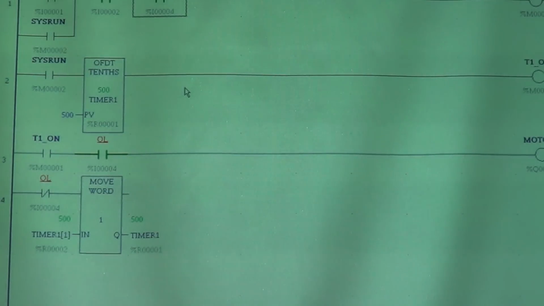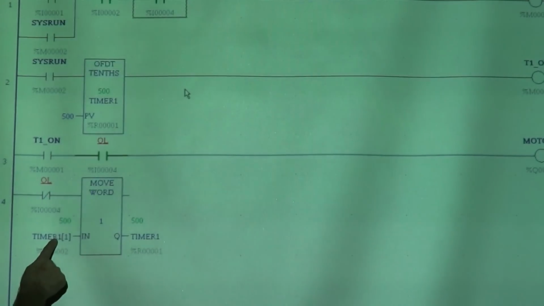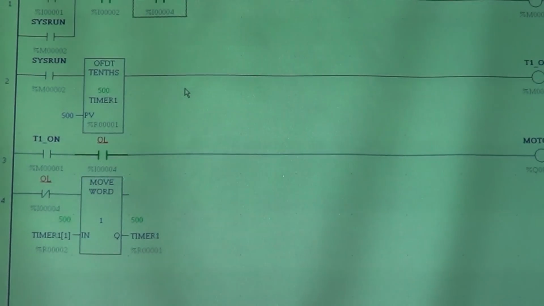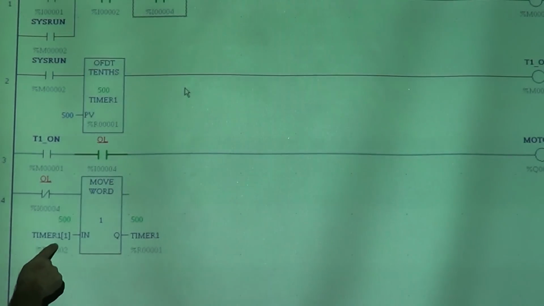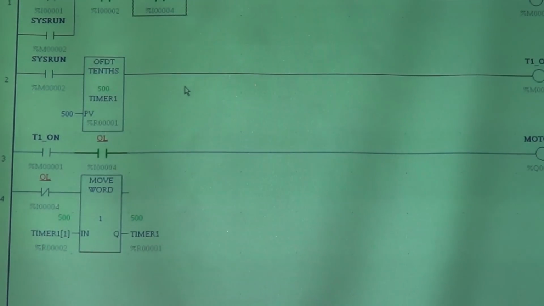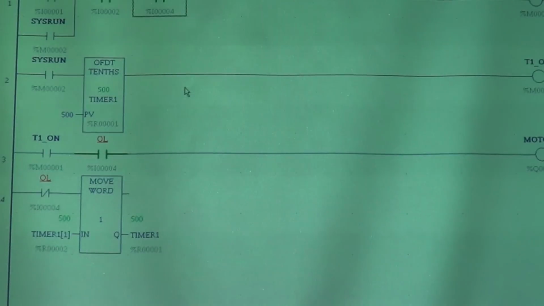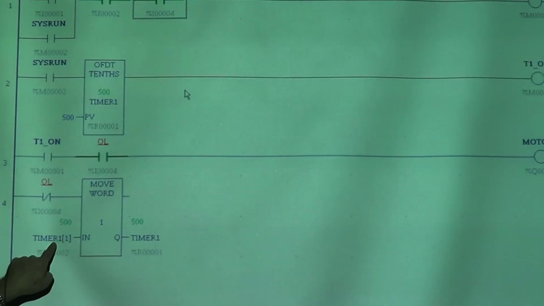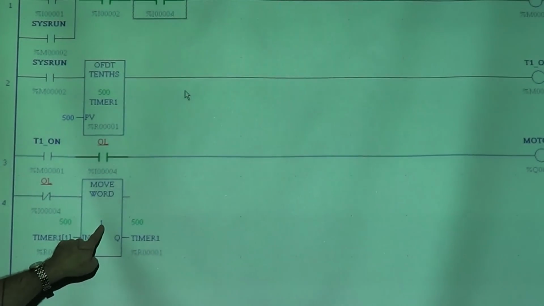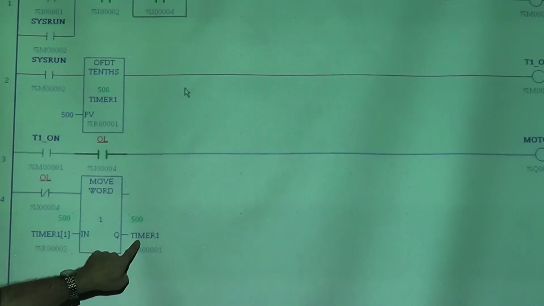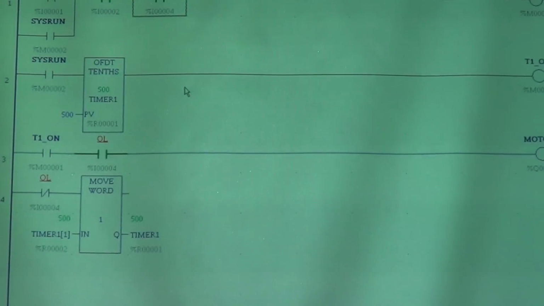Okay? So we learned two things, actually three new concepts here. You've got a move word, which lets you move data around the PLC, taking one word starting at that address and moving it into that address. You could also take a constant, a fixed value, and move it into that address. If you have a large array of data that you want to clear out or zero out, you could put a zero here, put your starting address, change that to say 100, then starting at timer 1, 100 addresses would all be zeroed out.